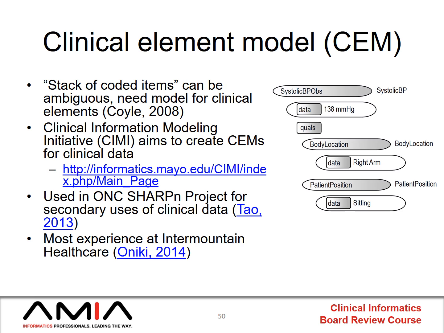Another body of work is that devoted to clinical element models. The idea being that just collections of codes can be ambiguous and that we really need models for clinical elements. And so the Clinical Information Modeling Initiative, or CIMI, attempts to create these clinical element models for clinical data. This work was advanced through the ONC SHARP-N project that was focused on secondary use of clinical data. And probably the most experience with their use comes from Intermountain Healthcare in Utah.